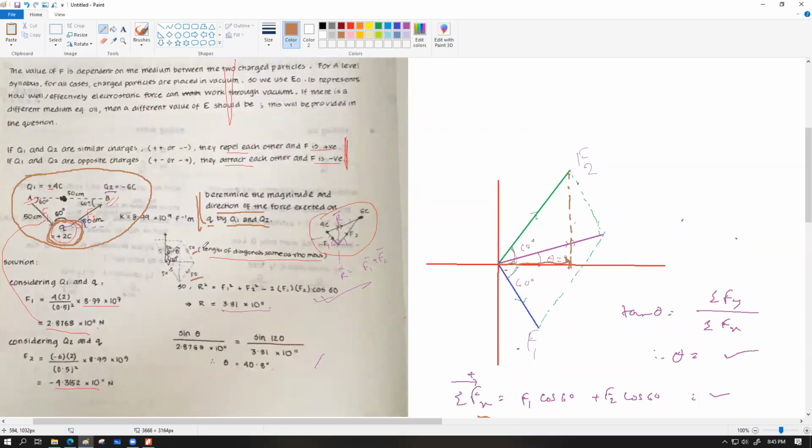But what you should also remember is that Newton's third law is equally applicable in all cases, which means that Q is being pulled by Q2 in this direction. Vice versa, logically speaking, Q is also pulling Q2 towards this direction. But we are not trying to bother about the force experienced by Q2. We are bothered about the force experienced by Q.